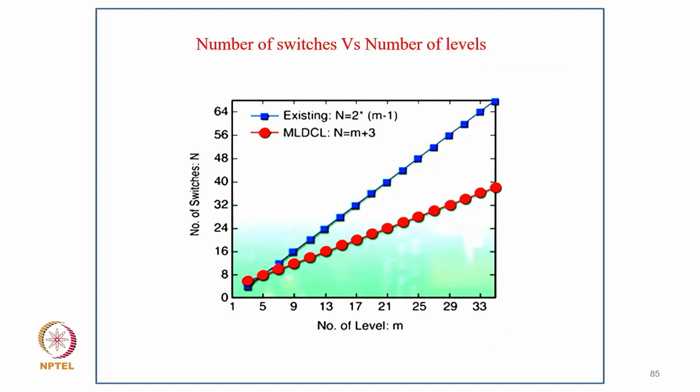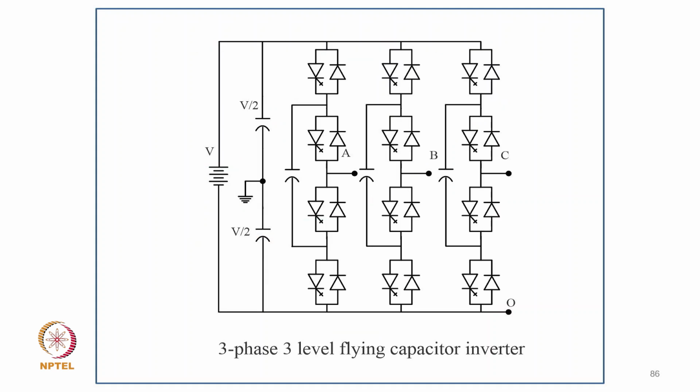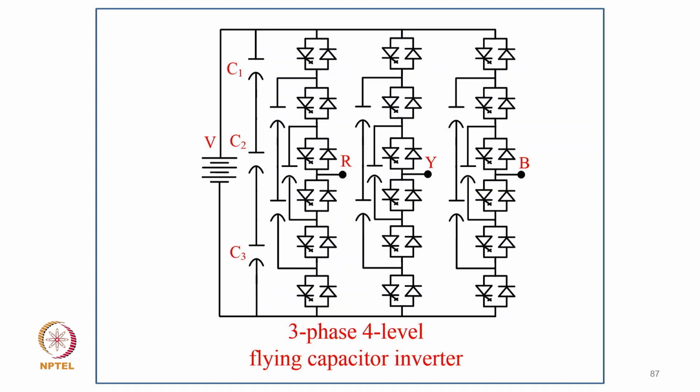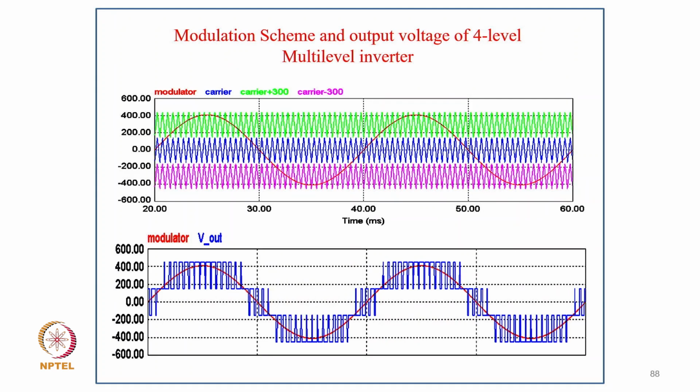And then how the number of switches increases with the number of levels. So if you increase the number of levels M, you can see the number of switches increases in your existing topology 2 into M minus 1, and in the case of modular it comes to N equal to M plus 3, or it can go even to higher levels up to 33 or more. So this is the three-phase, three-level flying capacitor inverter, and the three-phase, four-level flying capacitor inverter.